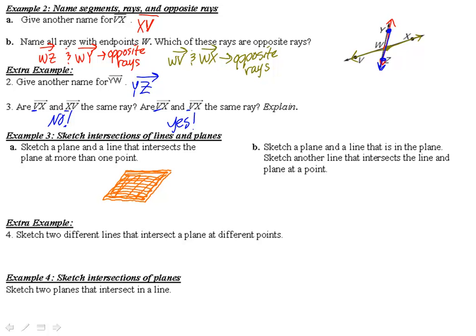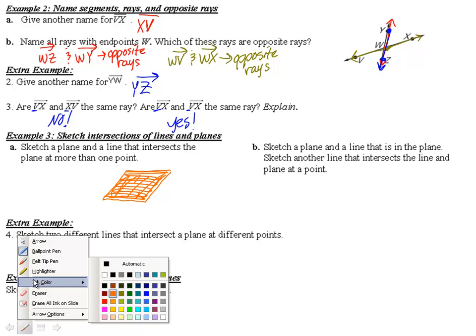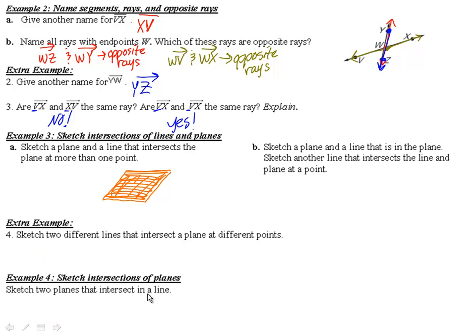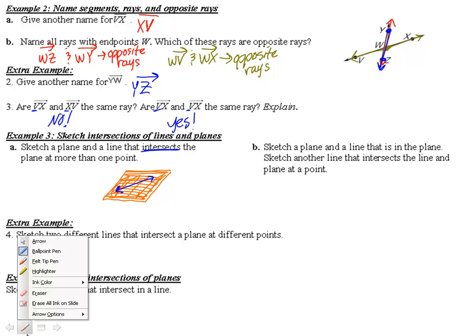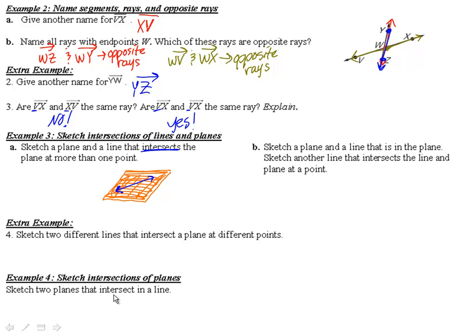So there's my plane, and I want a line that intersects that plane at more than one point. To intersect it, which means touch or go through it, it's going to have to be on the whole thing. So I'm just going to draw a line right on the plane. And that line would intersect that plane at more than one point. Next one, sketch a plane and a line that is in the plane. That's really the picture we just drew, a plane with a line in it. It says then sketch another line that intersects the line and plane at a point.